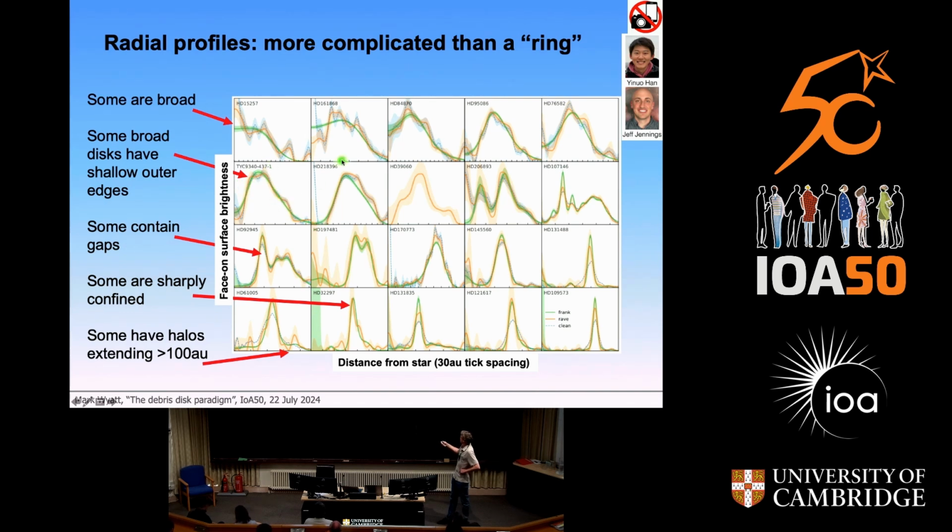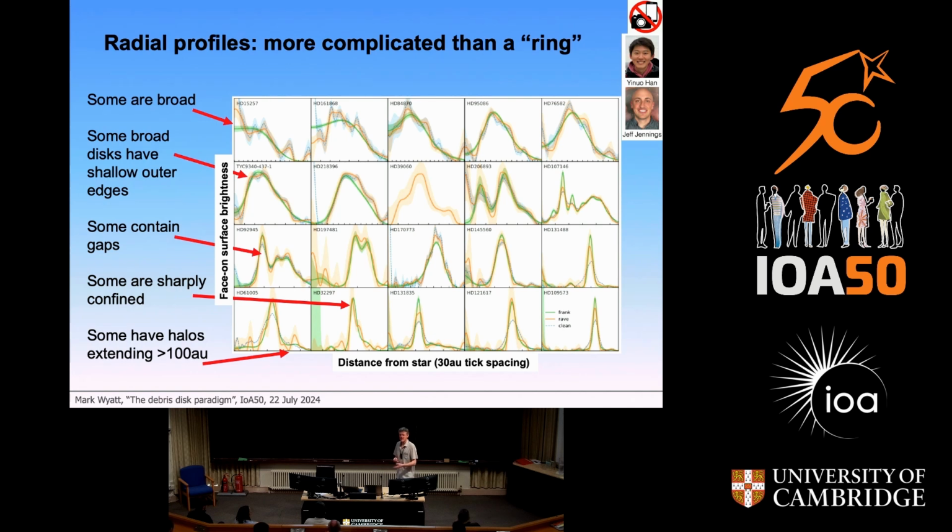Some of the disks are narrow rings, very narrowly confined. But now if we look at very high resolution and high sensitivity, we can see that some of these are narrow rings, but they have these halos that extend out to several hundred AU. So what are we learning from these radial profiles? Well, these tell us where planetesimals form, but they're also indicative of other processes going on in the disk.